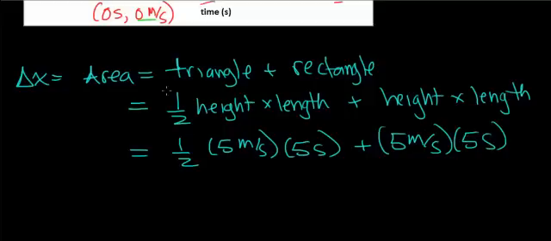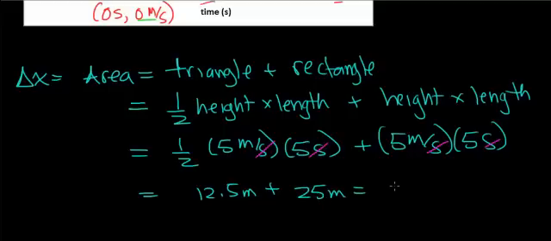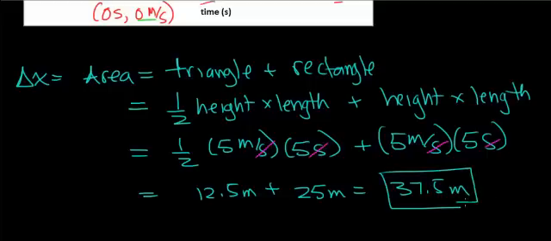Now in this case, notice that your units of seconds cancel out in both cases. So what you end up getting is 1/2 of 5 times 5, which is 12.5 meters, plus 5 meters times 5, which is 25 meters, or a total distance of 37.5 meters. So this is our geometric approach to calculating the distance. Our next approach will use the kinematic equations to determine the distance.